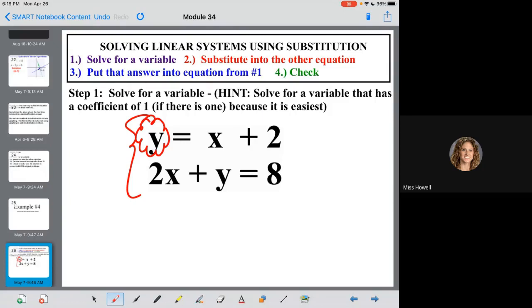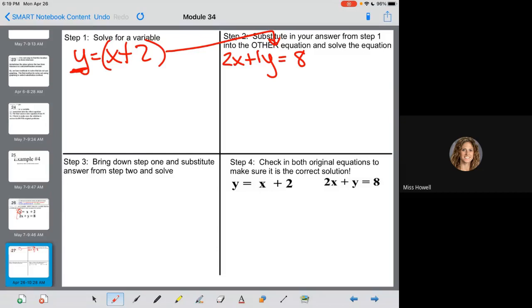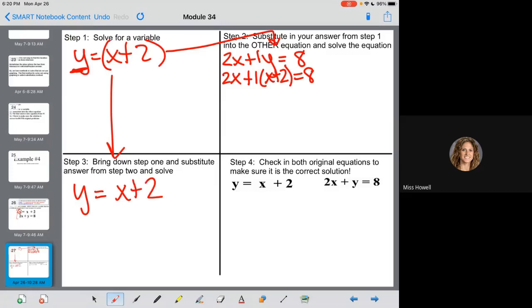So in step 1, I'm going to just use that y equals x plus 2 equation because it's already y by itself. And so this x plus 2 can get substituted over here into the y location of 2x plus y equals 8. And remember, this is a 1y here. So 2x plus 1 times (x plus 2) equals 8. And then we can just bring that down here, y equals x plus 2. So if you already have an equation where you have a y equals or maybe an x equals, you want to use that one in step 1 because it's already done for you.